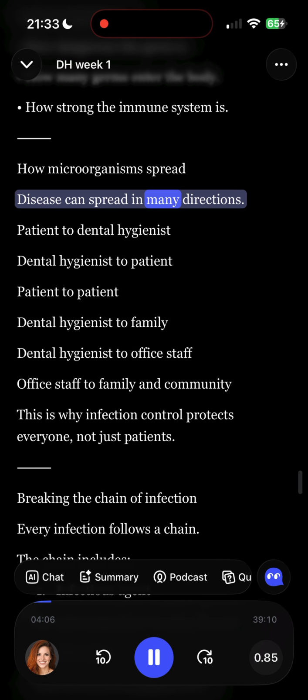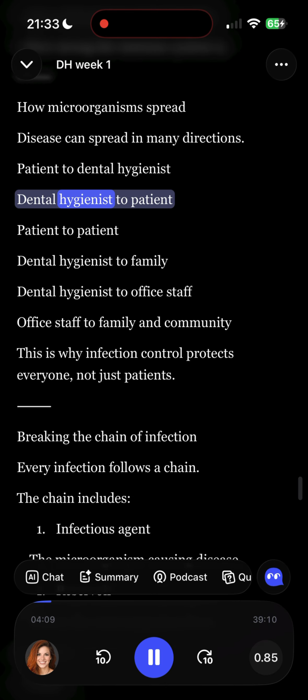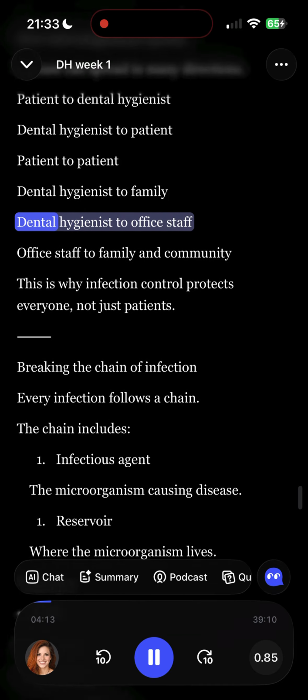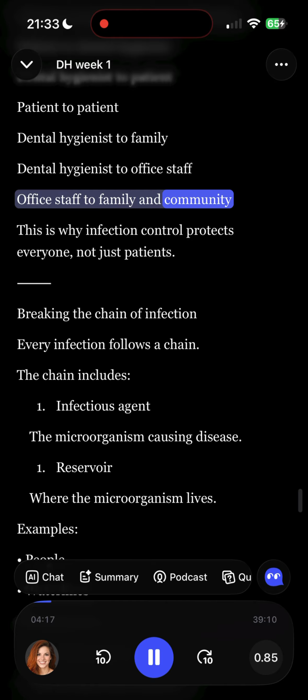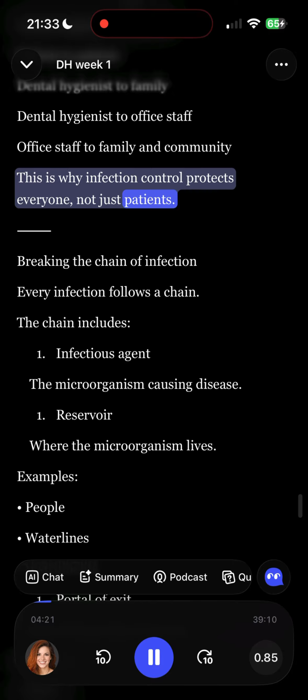Disease can spread in many directions. Patient to dental hygienist, dental hygienist to patient, patient to patient, dental hygienist to family, dental hygienist to office staff, and to family and community. This is why infection control protects everyone, not just patients.